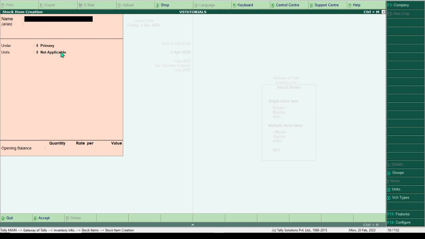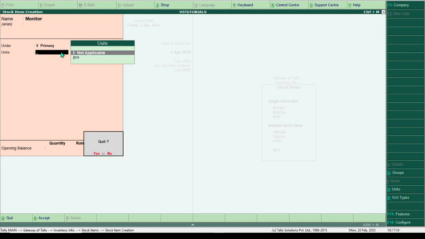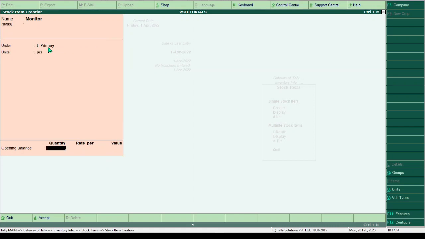and now we can create a monitor under pieces, and hardware primary hardware, enter monitor, and then we can buy keyboard. Basically all the hardware of the computer.